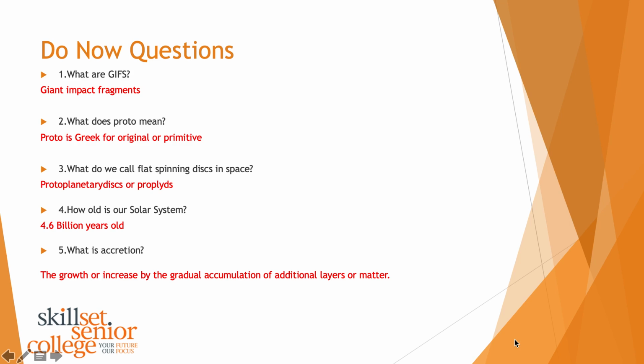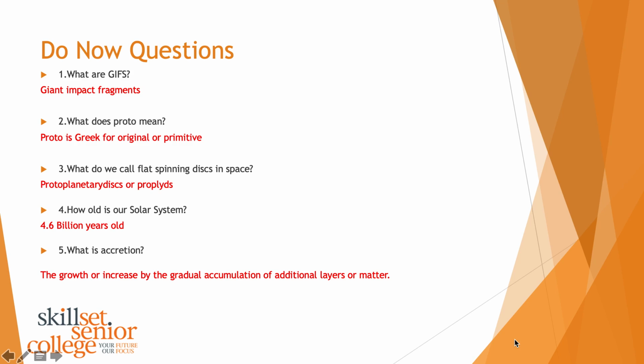Question two, what does proto mean? Proto is Greek for original or primitive. So when I talk about the proto sun or proto planets, I'm talking about early original primitive suns or planets, the first kind. And then our planets and suns are formed from that earlier version. An example I used was a prototype. We talk about a prototype car or a prototype device, could be a prototype computer. It's the first kind of original version, and then we may change that later on.